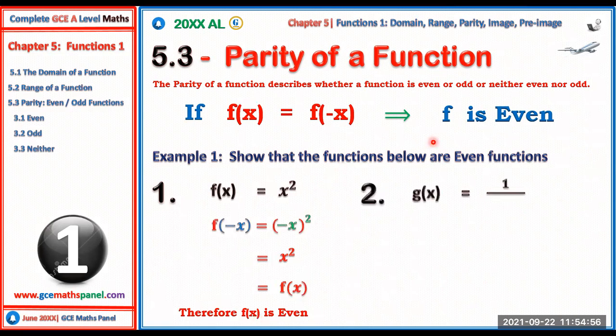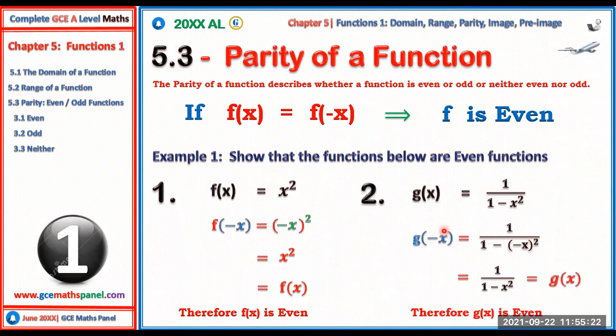And secondly, if you have g of x equals 1 over 1 minus x squared, to show that this function is even, we look for g of negative x, and this case will give us 1 over 1 minus minus x all squared, which is the same as x squared. So this gives us the same function g of x, and therefore this function is an even function.